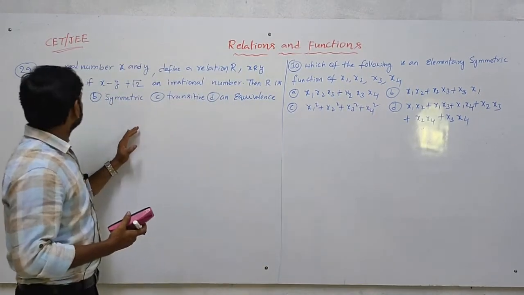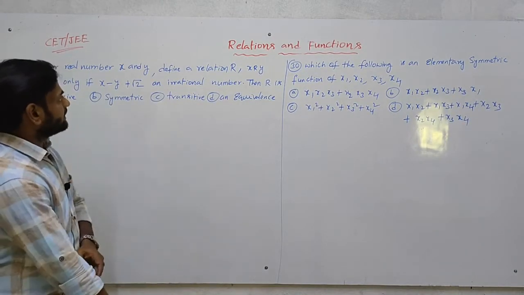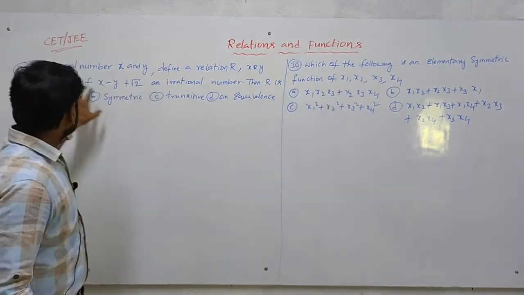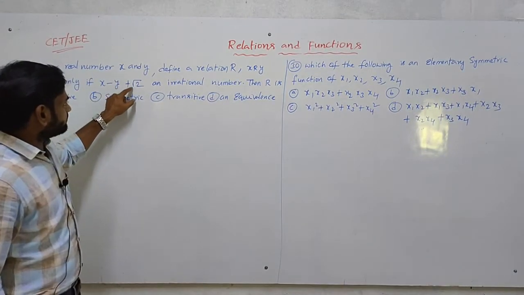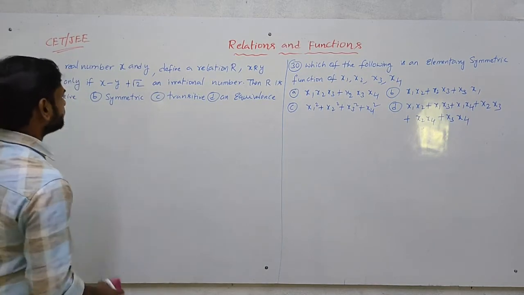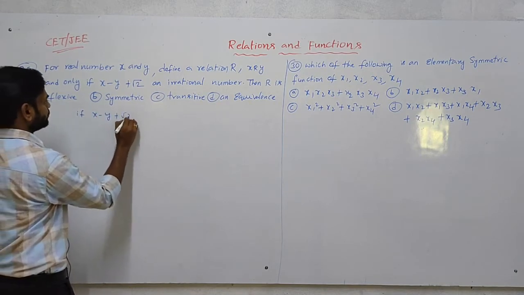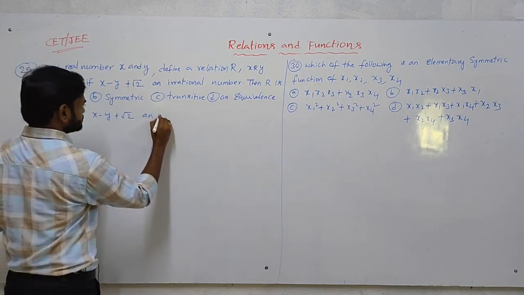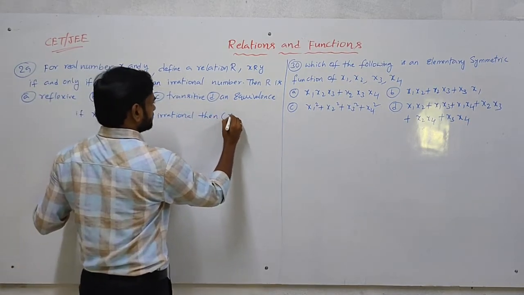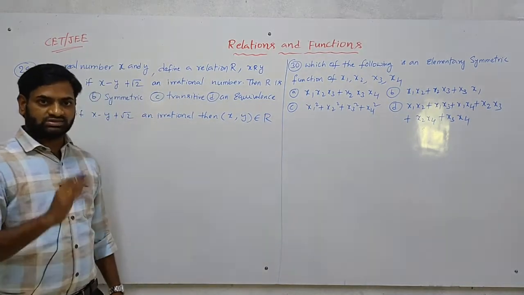Now see the next problem. For real numbers x and y, define a relation R. x is related to y if and only if x minus y plus root 2 is an irrational number. So the given condition is: if x minus y plus root 2 is irrational, then the pair x comma y is in the relation, x is related to y.